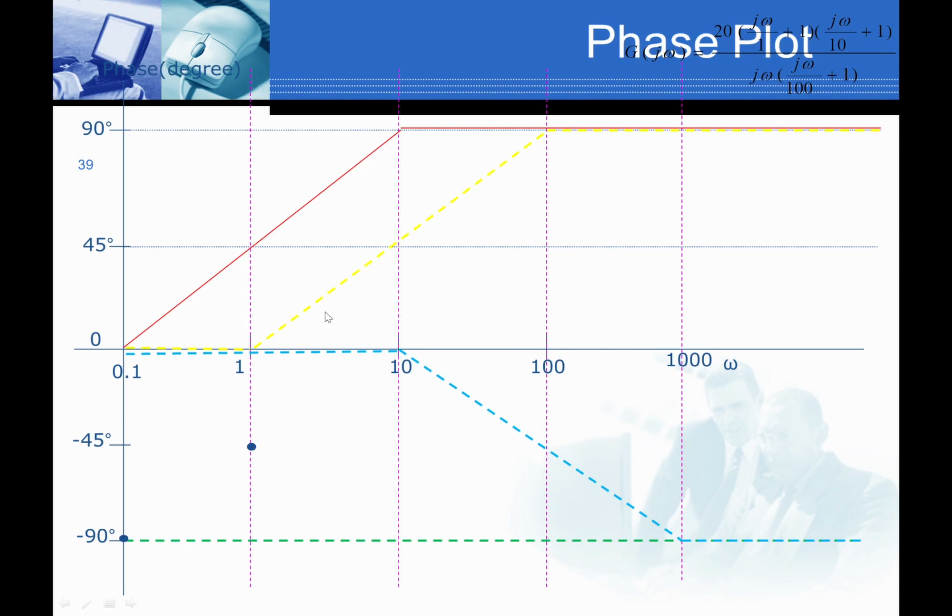So our intersection will be at 45 degrees here, because for this line to have a slope of 90 degrees per decade, it will intersect at 45 degrees here, because negative 45 plus 45 becomes 90 degrees per decade. So that is our third point here.